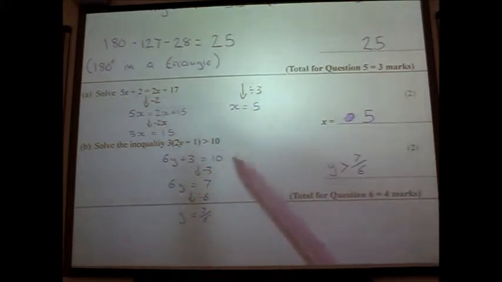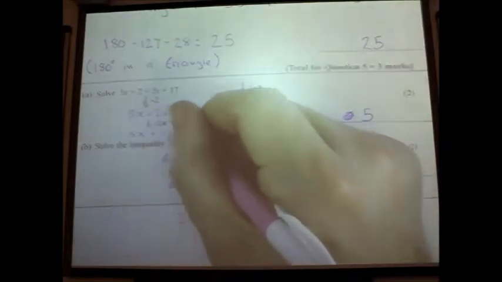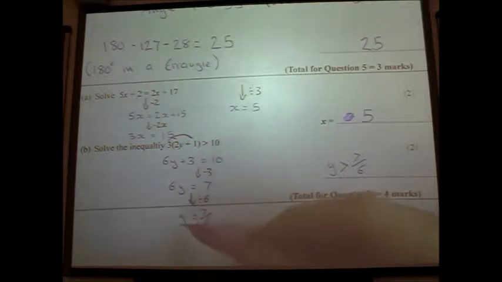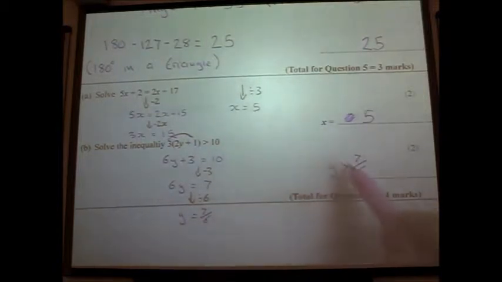So multiply the brackets out, so that's 6y add 3 because you do 3 lots of 2y and 3 lots of 1. Take the 3 off, so you get 6y equals 7. Divide both sides by 6. I kept it as a fraction here, y equals 7 over 6, and replaced it with the inequality sign at the end.